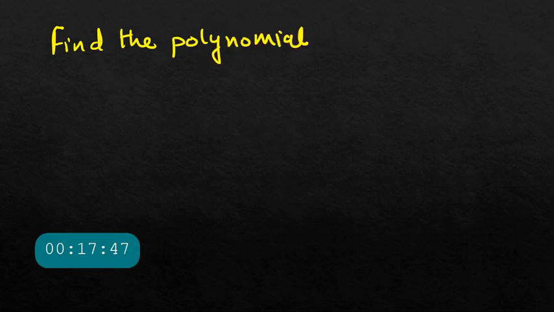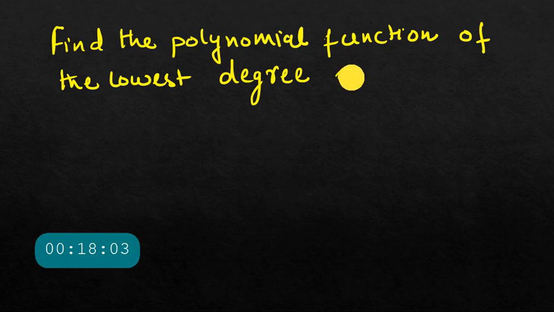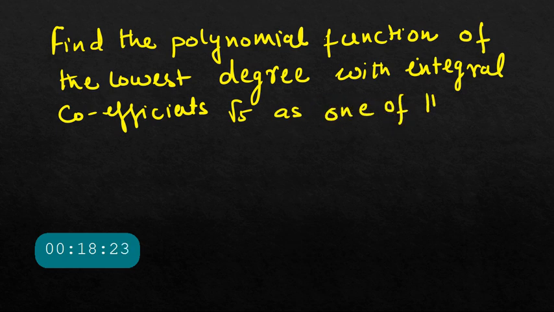Now if you have a question: find the polynomial function of the lowest degree with integral coefficients with root 5 as one of the zeros. Right? So how will you do this question? Very important. What are we going to use now here? Let's see what are we going to use here.